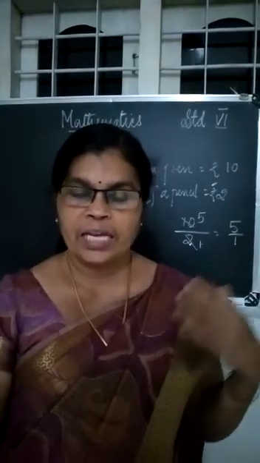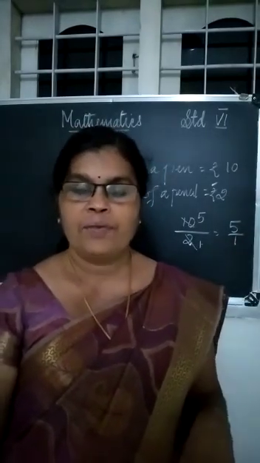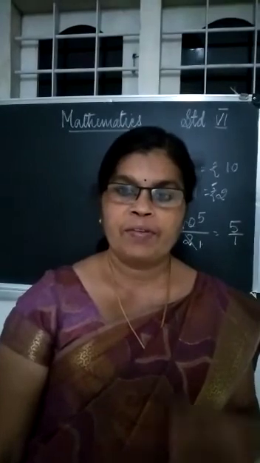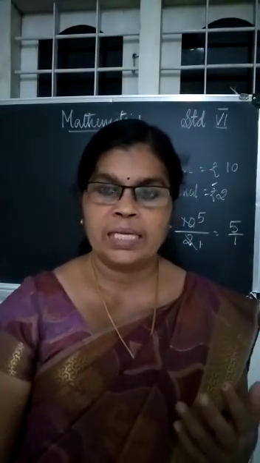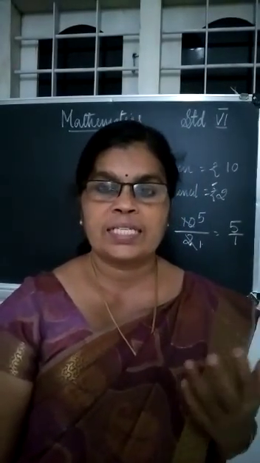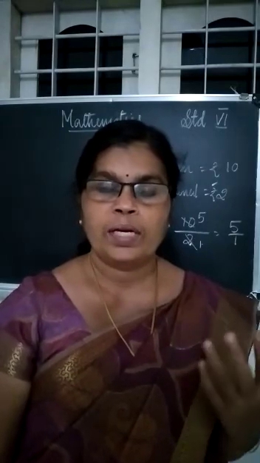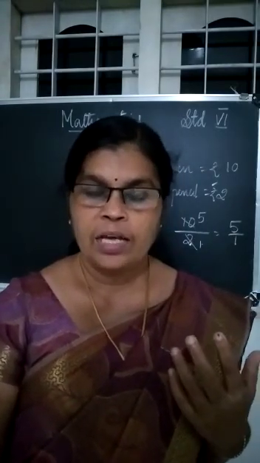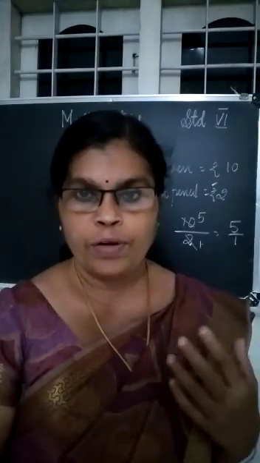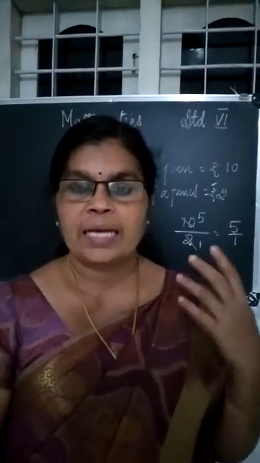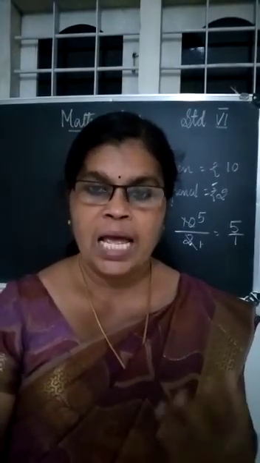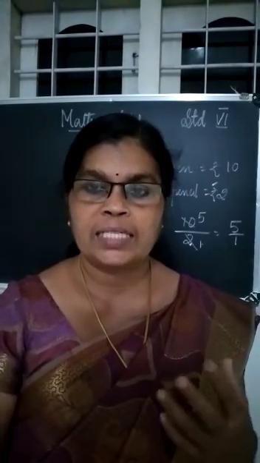And in all these 3 examples, we have seen that when we compared by the division method, it is easy and more clear to us, isn't it? So this way of comparison is known as comparison by division method, and it is also known as ratio.